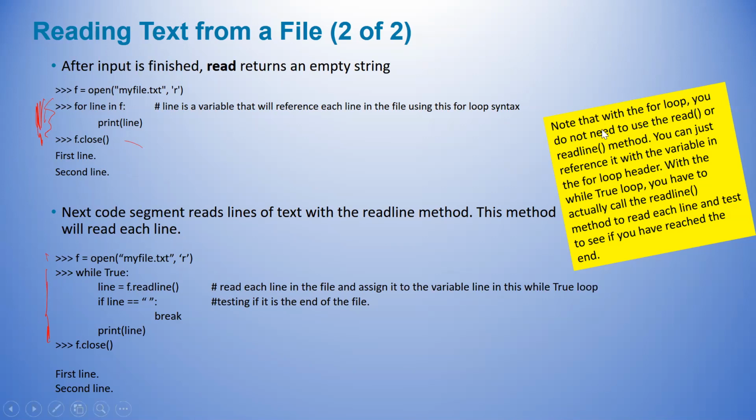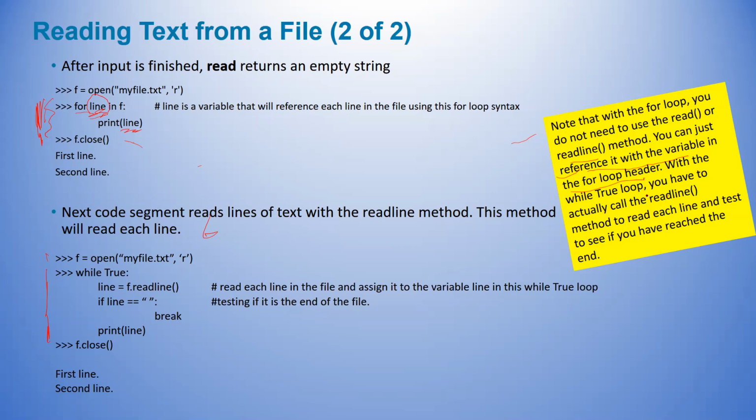I'm saying again, look at this note, read it. Know that with the for loop, you do not need to use the read or readline method. That's important, sometimes you get confused. With a for loop, it goes through the file just like it goes through a sequence, a list. So you just use this variable, line, to reference each line. You don't use the read or readline method. You can just reference it with a variable in the for loop header. In this case, it's line.